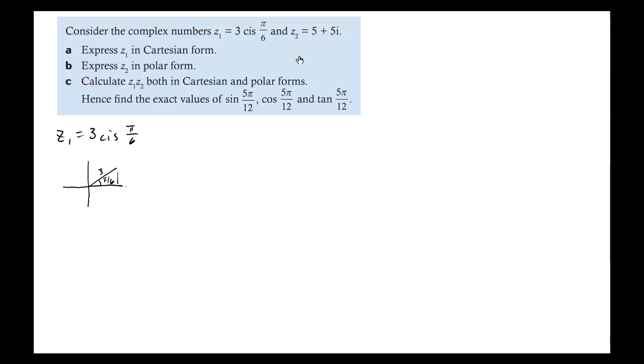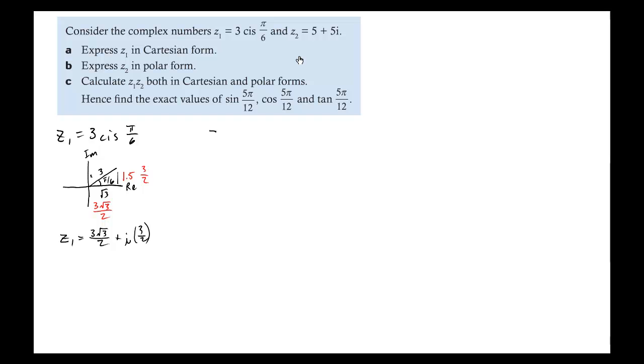Now from that, I can figure out what the real and imaginary components are, because I know the ratios of these sides should be 1 to square root of 3. So if this side is 3, the vertical side should be half of that, which is 1.5, or 3 over 2. And then this is root 3 times that, so 3 root 3 over 2. This allows me to write z1 in Cartesian form. The real part is the x-axis, which is 3 root 3 over 2, plus the imaginary part, which is 3 over 2 i. And so there you go, now you've got it in Cartesian form.